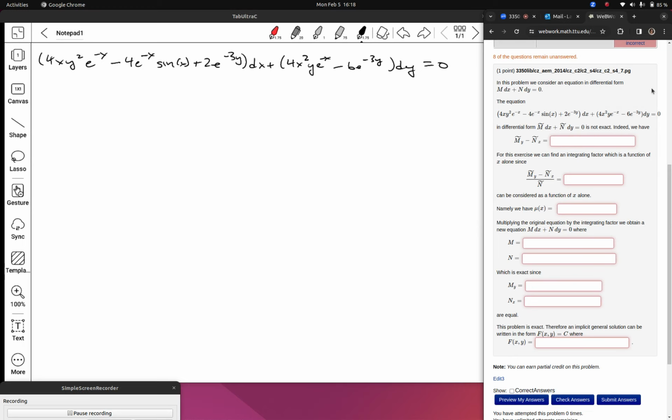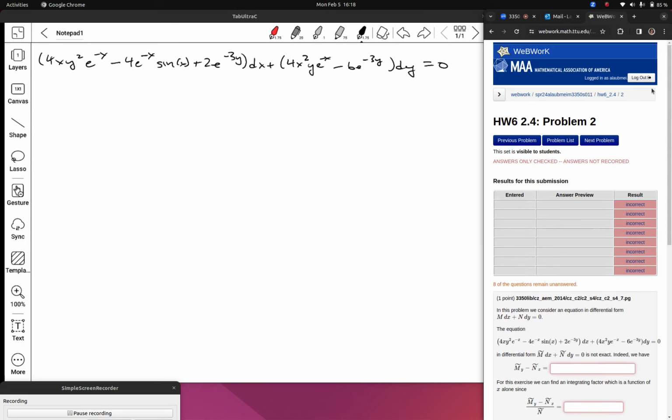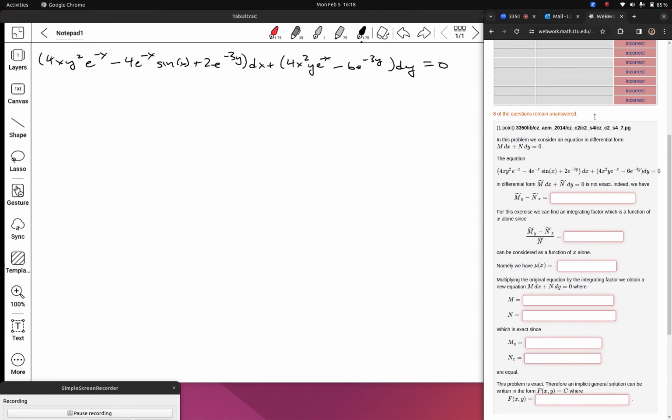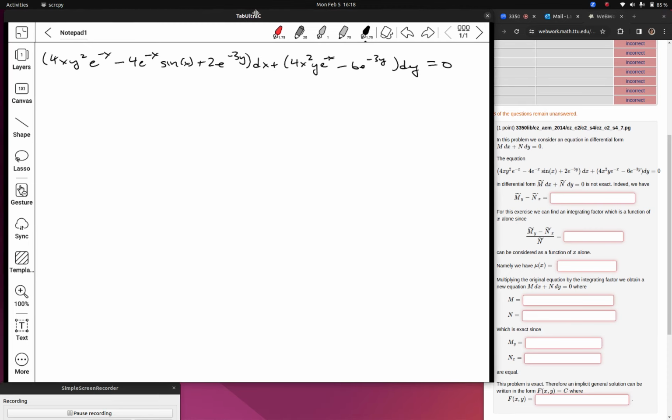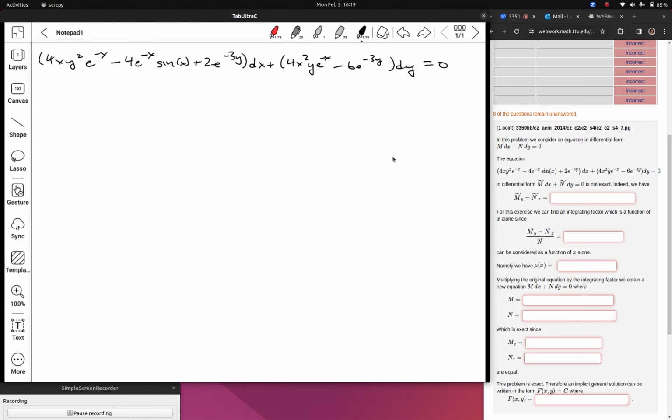So the only problem-solving request that I had for today was from this most recent homework, section 2.4 on exact equations, and problem 2 in that section. So I went ahead and copied down the problem over here to start. I'm going to bring it up to the front. And we're just going to go through this kind of start to finish.